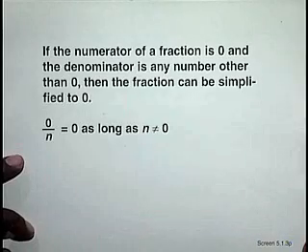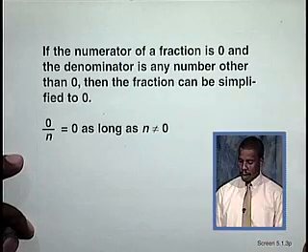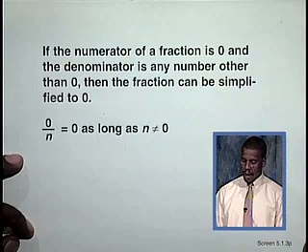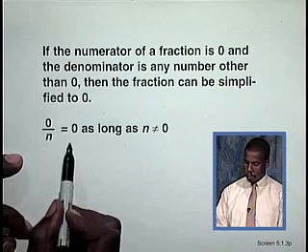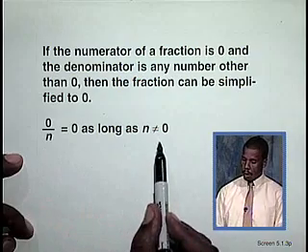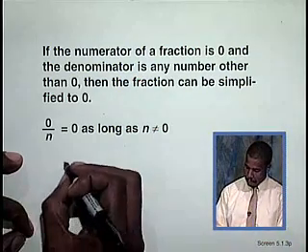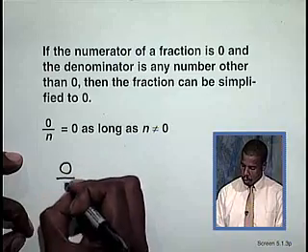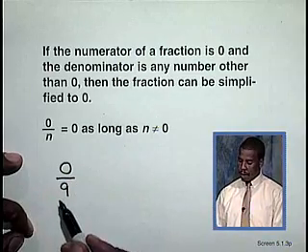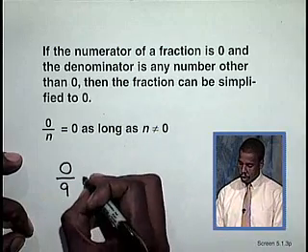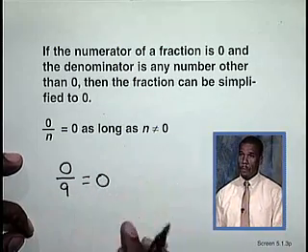If the numerator of a fraction is 0 and the denominator is any number other than 0, then the fraction can be simplified to 0. Again, we have 0 over n equals 0 as long as n does not equal 0. Let's look at an example. We have the fraction 0 over 9. Again, our numerator is 0 and our denominator is something other than 0. This fraction just simplifies to give us 0.